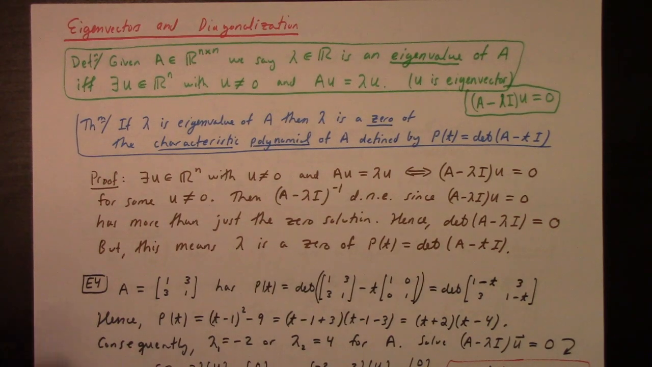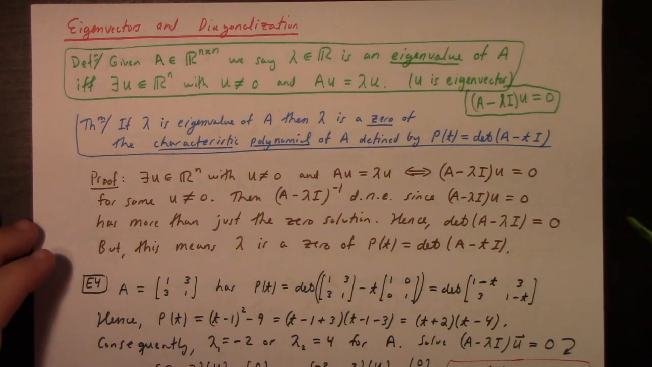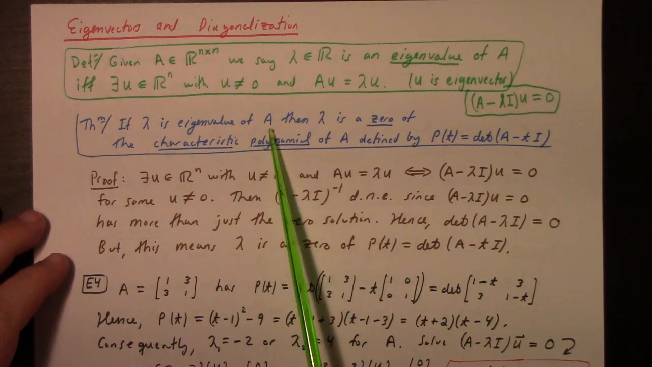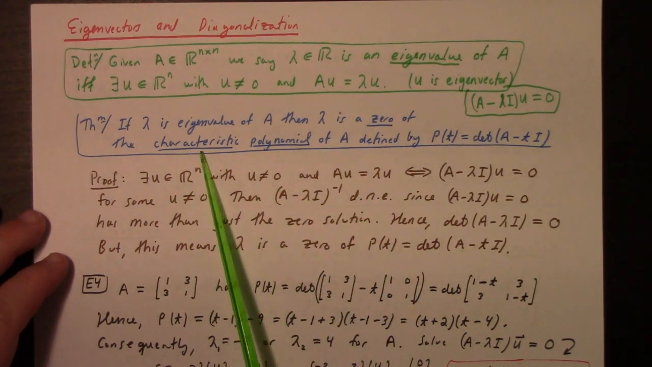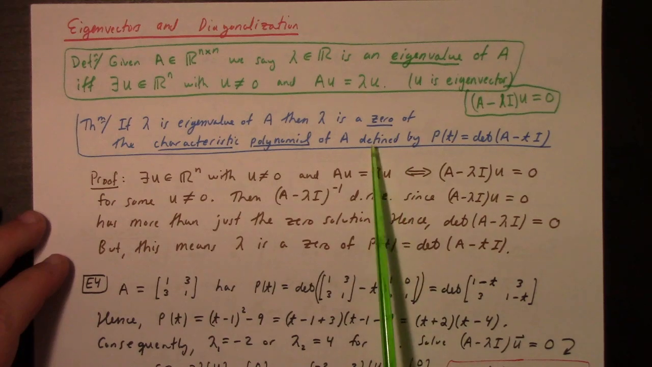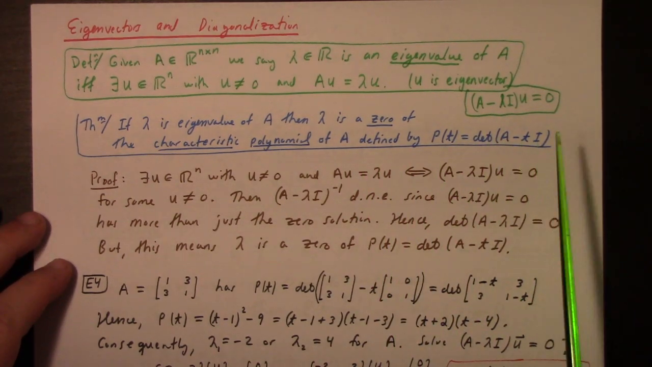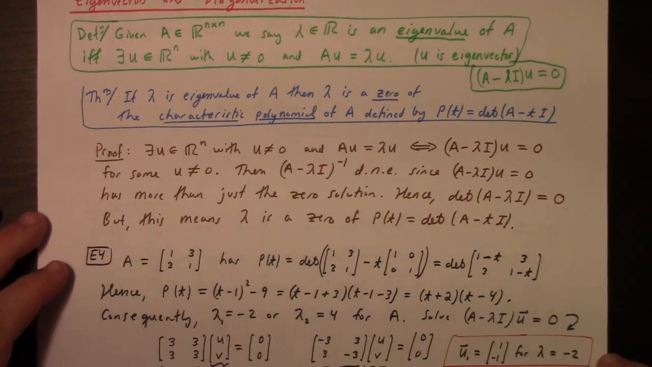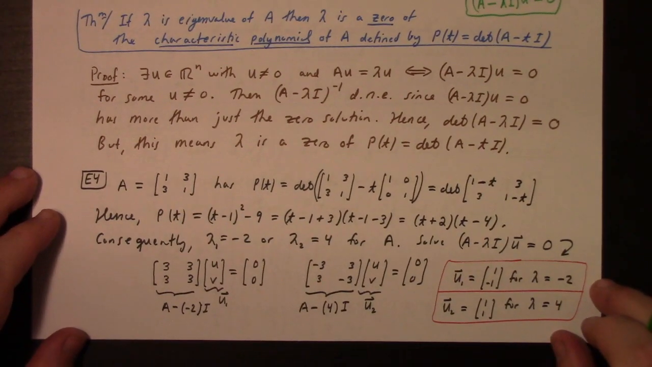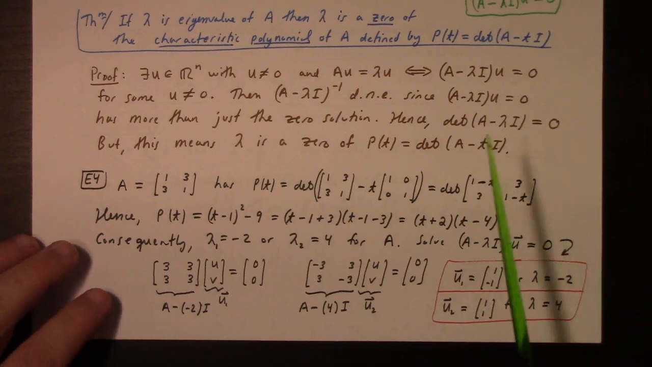Great. So then, theorem: if lambda is an eigenvalue of A, then lambda is a 0 of the characteristic polynomial. And that characteristic polynomial is defined by taking the determinant of A minus t times the identity. So here's the proof of that. It's not particularly complicated, and here's how it goes.